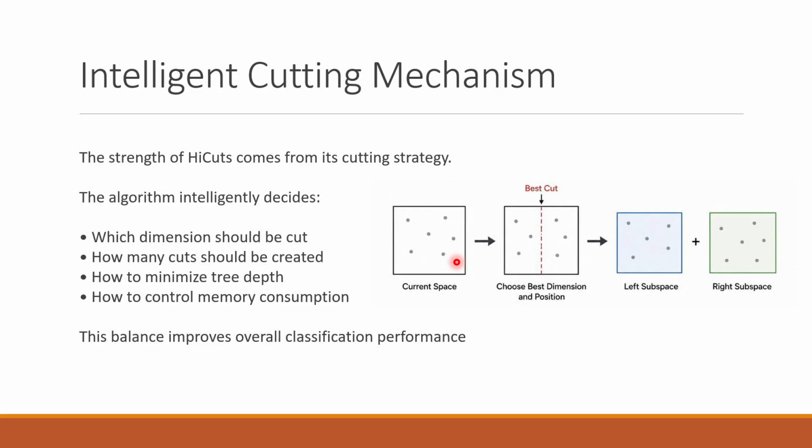So the main goal of the intelligent cutting is to create balanced sections, reduce the size of the tree, and avoid storing duplicated rules. This intelligent cutting method is what makes HiCuts faster and more efficient than many previously used techniques.